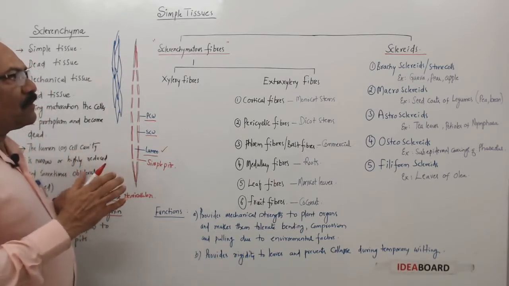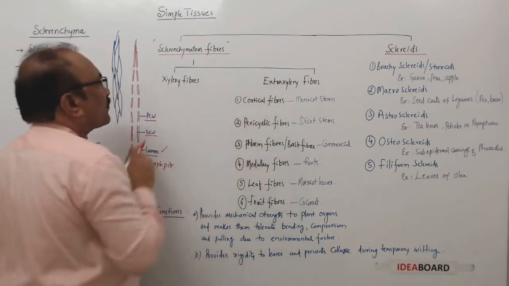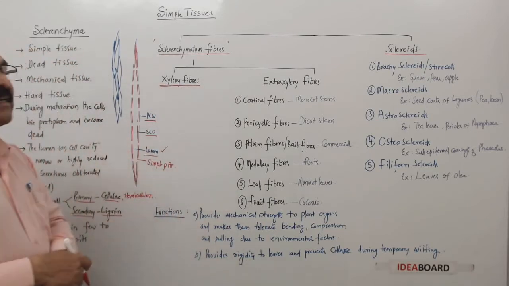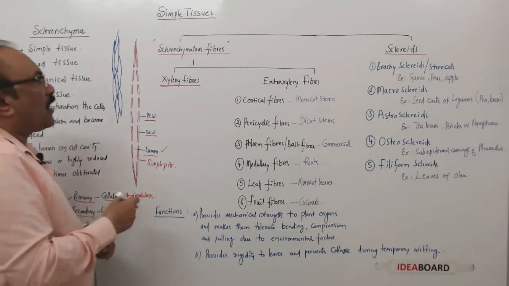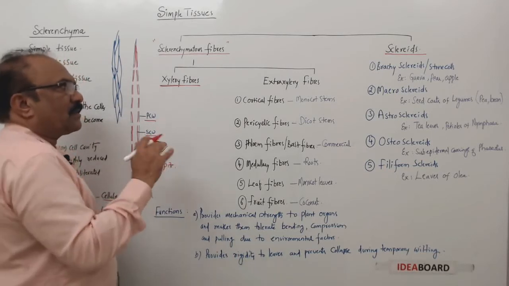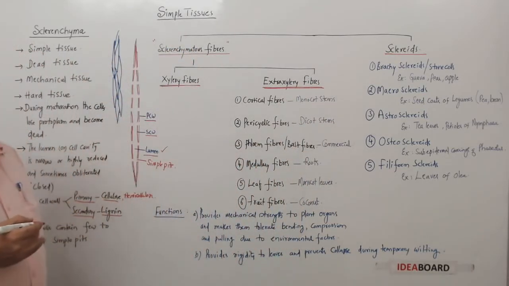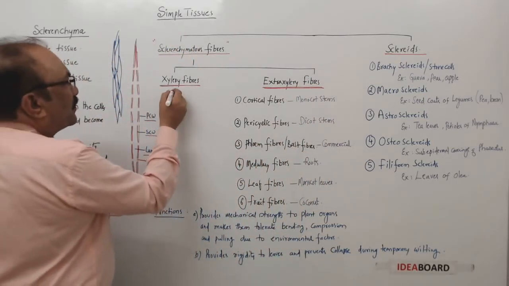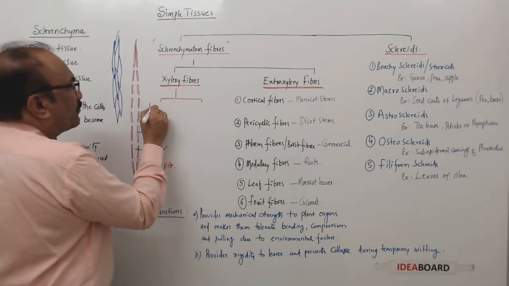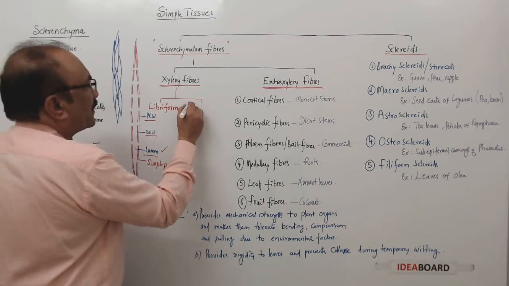Based on the place of these fibers, we can recognize two types of fibers. Those that are present in the xylem are called xylem fibers or xylary fibers. And those that are present anywhere other than xylem are called extraxylary fibers. And the xylem fibers, which are present in the xylem, are of two types: libriform fibers and fiber tracheids.